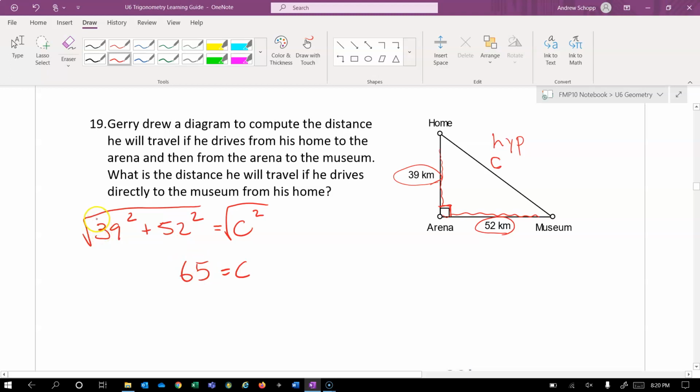Just make sure when you're putting this into your calculator that the calculator does the order of operations correctly, does this piece inside brackets first so that it follows the correct order of operations. If you're not sure how to do that on your calculator, just let me know.